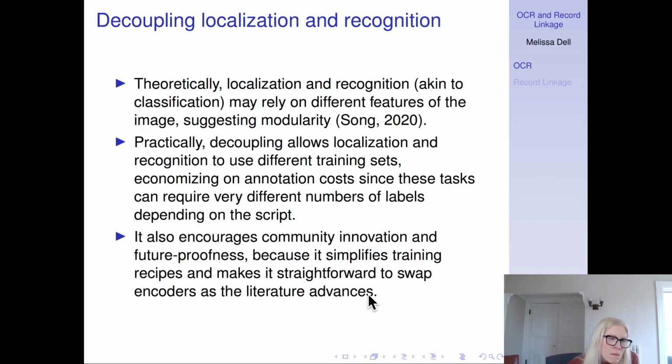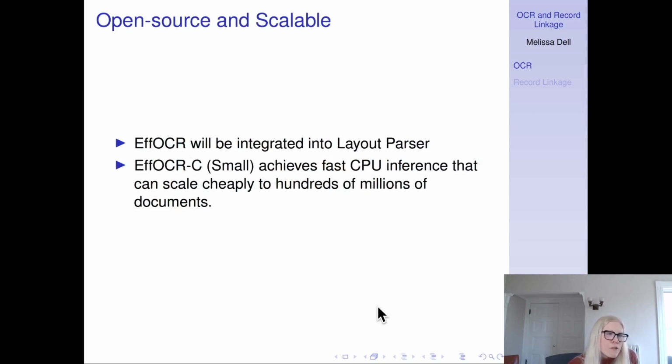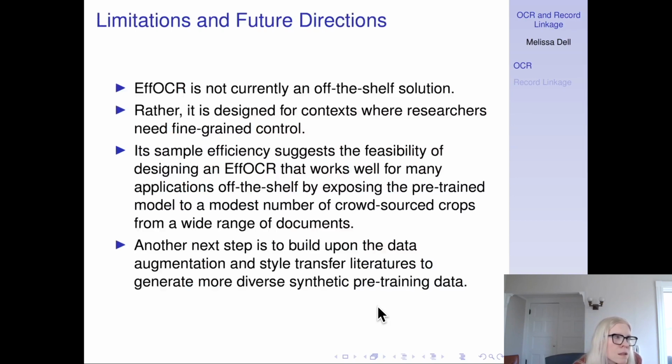This also encourages community innovation and future-proofness, because decoupling localization and recognition significantly simplifies training and makes it very straightforward to swap encoders as the literature advances. So if there's something that's way better than ConvNeXt, you just plug it in. EffOCR will be integrated into Layout Parser, an open source package for document image analysis, and finally, EffOCR Small achieves fast CPU inference that can cheaply scale to hundreds of millions of documents.